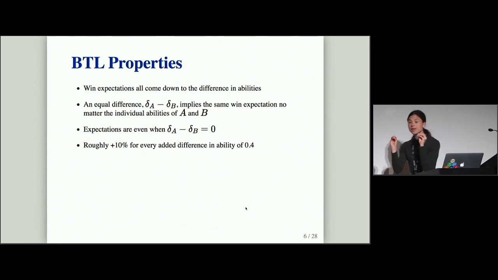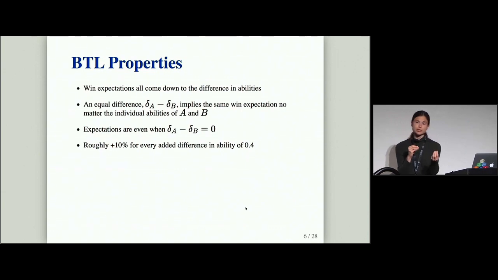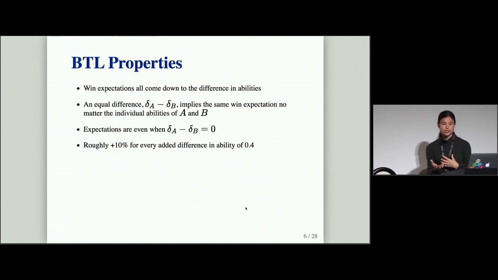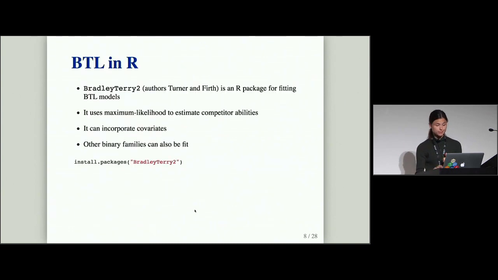Another thing to keep in mind is that because this all comes down to the differences, any single ability itself doesn't have much meaning. Its meaning only really matters in relation to the difference that it implies against other opponents. And here you could just plot this particular logistic form. Essentially, we have a logistic form for the Bradley-Terry model, and it gives you an idea of how win expectations vary as we vary the difference in competitor abilities.